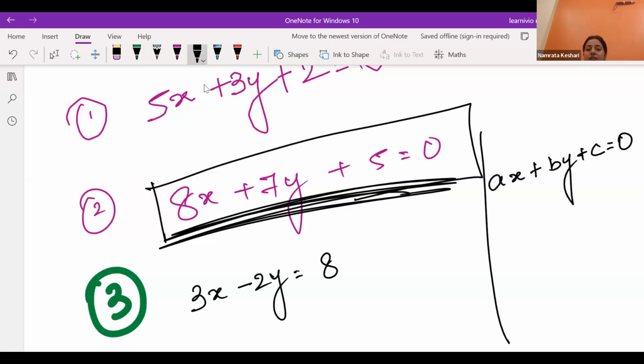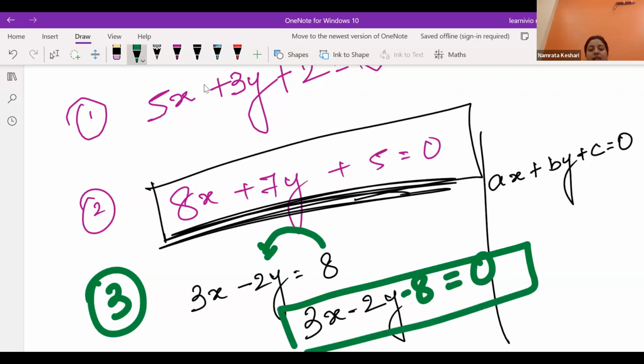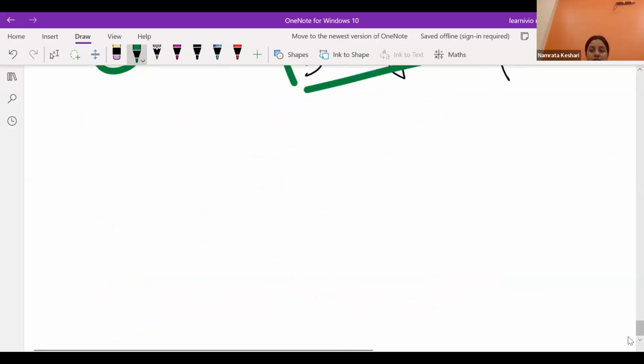That means 3x minus 2y I will keep as it is. We just need to make 0 on the other side. For that, we have to bring this 8 on this side, and we will have minus 8 is equal to 0. Now we will declare that, yes, we have written it in standard form. Getting it? Yes, ma'am. Ma'am, can you explain again?